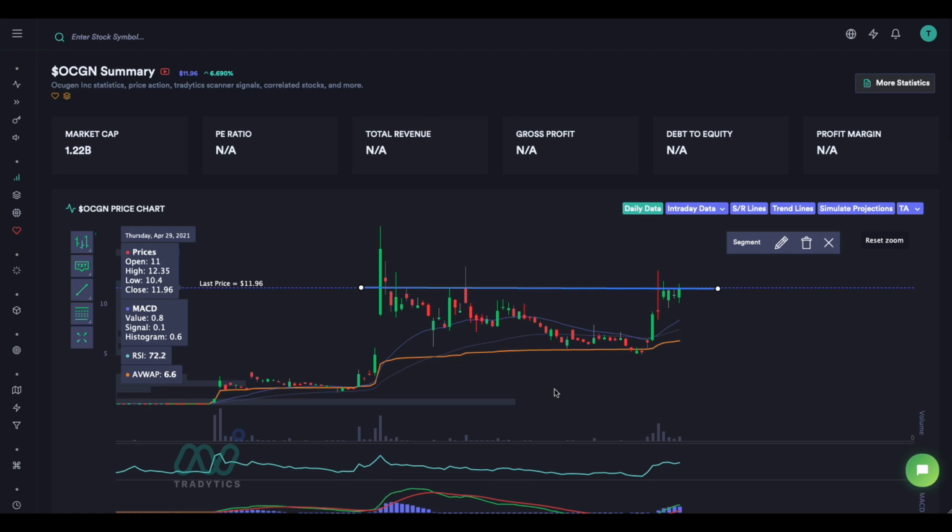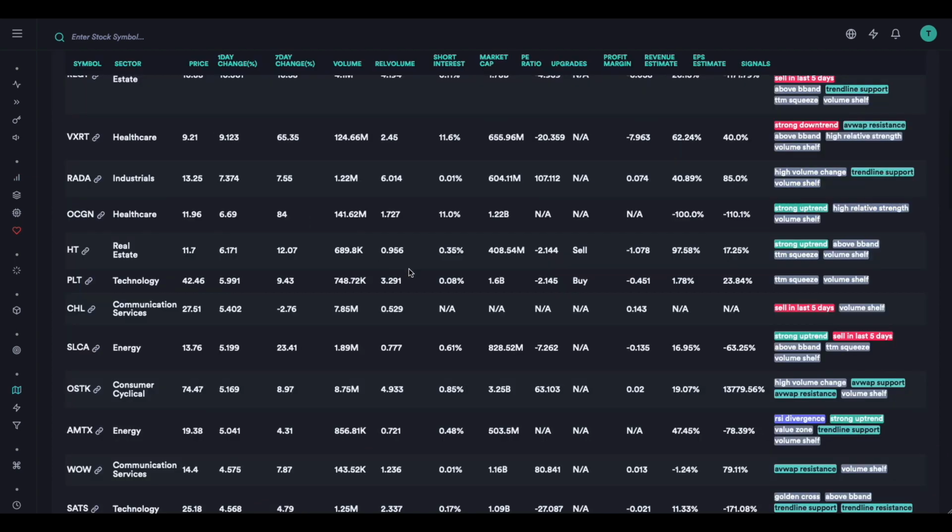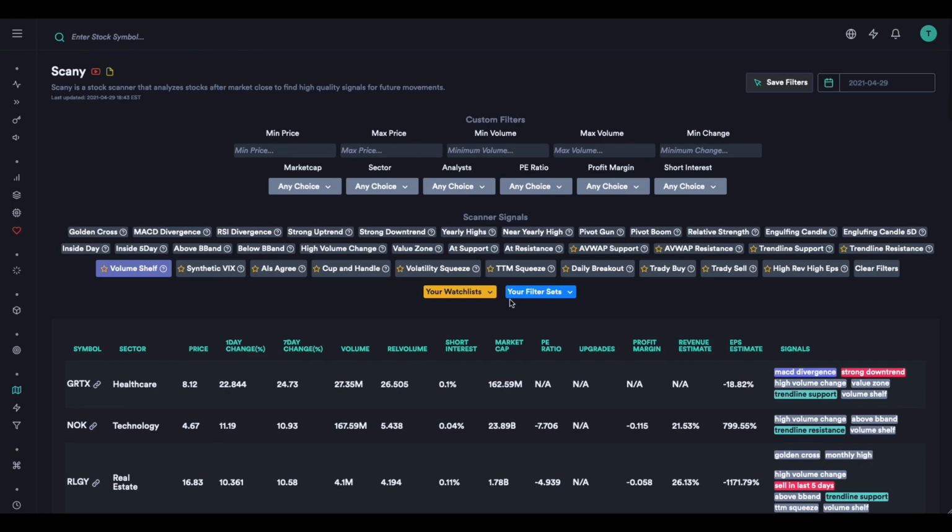What do you want to do here? You want to wait until we break this resistance level, and you do not want to get in before that. Once we do that, now the volume shelf again becomes a support, and that's your entry. So I realized that I've talked a lot about support and resistance lines because those are really powerful, and we have many filters that can help you find those.